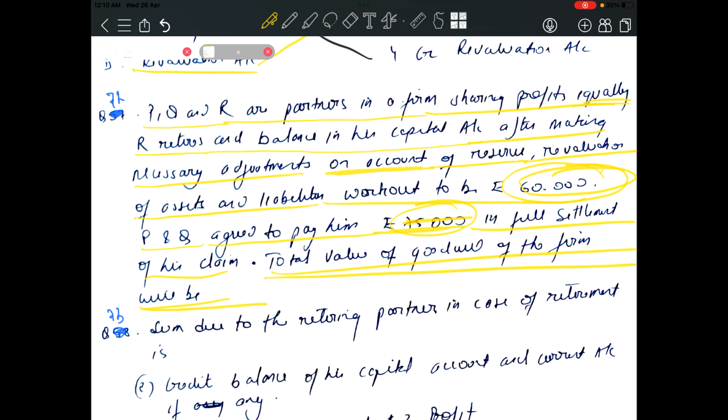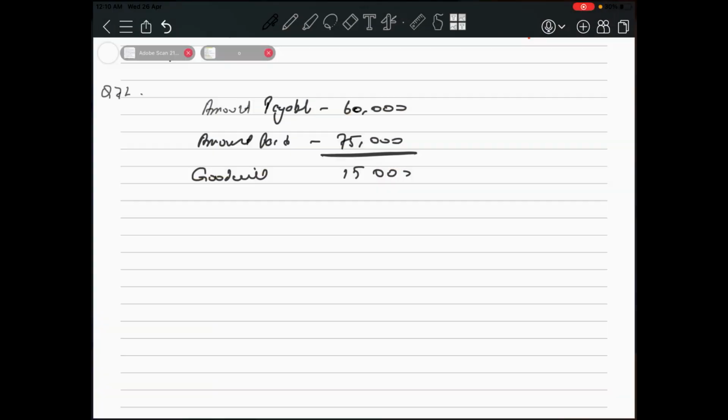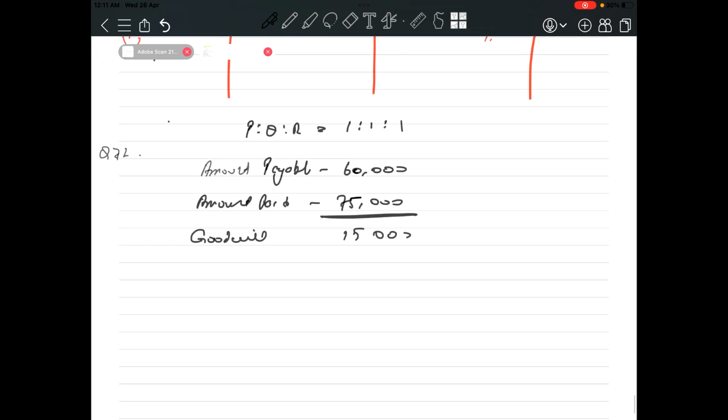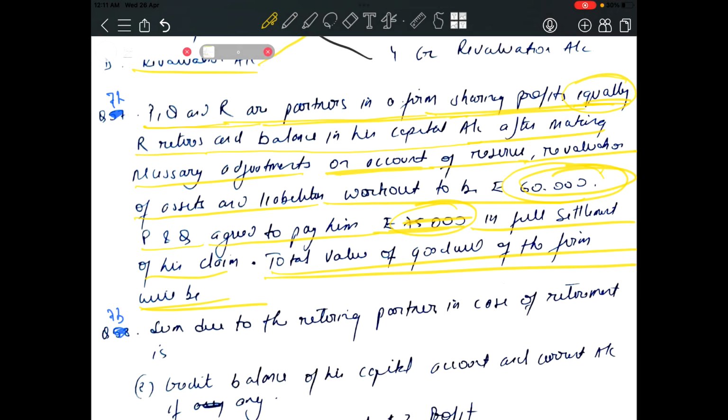So how will we solve this? Let's read the question once again. P, Q and R are partners in a firm, sharing profits equally. Their sharing ratio is 1:1:1. Is there anything mentioned about new profit sharing ratio or gaining or sacrificing? Nothing. Only the old ratio is given.